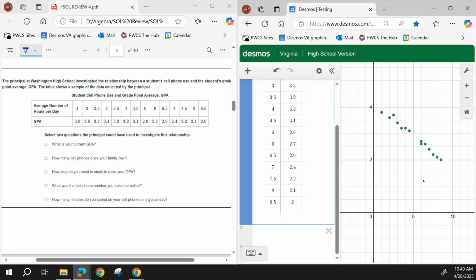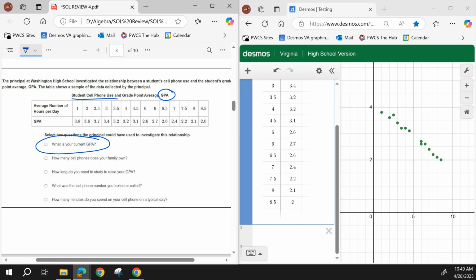And then it sort of zooms it in for you. And so we will work with this data set, but right now they're just kind of asking, hey, what questions do they ask in order to collect this data? And so we have data on the average number of hours per day that we would say students use their cell phone. And then we have their GPA, their grade point average.